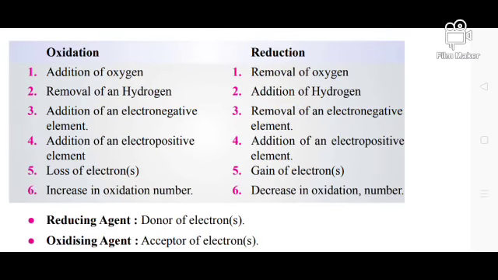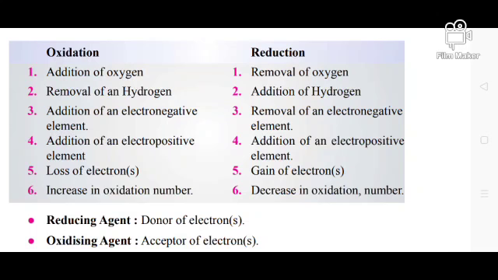After that, the reduction. So what do we mean by reduction? The removal of oxygen. So my dear friends, what is the removal of oxygen? When there is hydrolysis, that means the removal of oxygen occurs. This is another example of reduction. Okay. After that, the opposite of oxidation, that is the addition of hydrogen. When there is the addition of hydrogen, we can say reduction occurs. After that, the removal of electronegative elements.